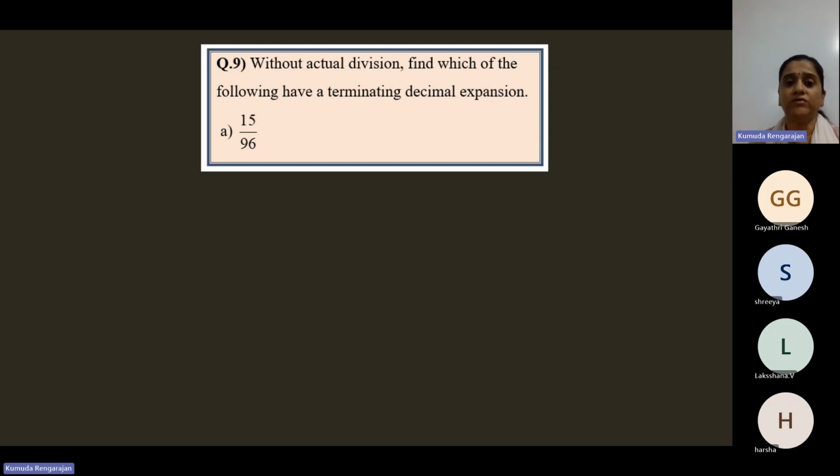Without actual division, find which of the following have a terminating decimal expansion. You just have to say if it has a terminating decimal expansion or not.